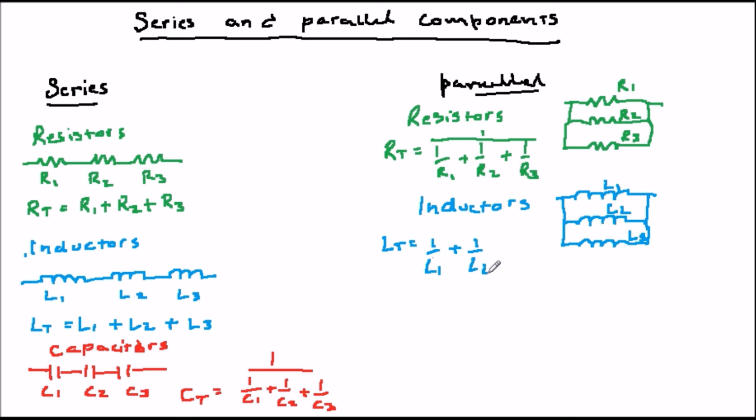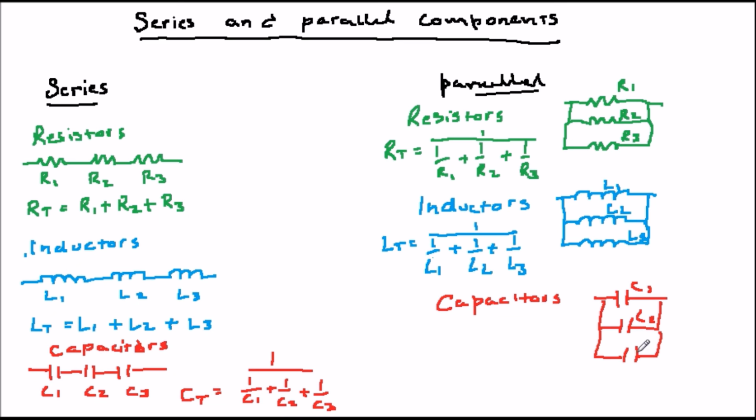Finally, we have capacitors in parallel. And again, they break the rule. They add up in the same way as resistors and inductors did in series. The total capacitance is equal to C1 plus C2 plus C3. And a consequence of this is that if we wanted to make up a new value of capacitor by adding several smaller ones together, we would add them up in parallel, not in series.